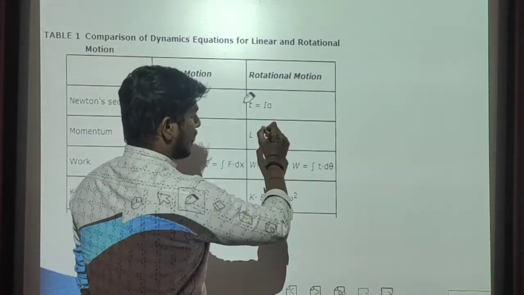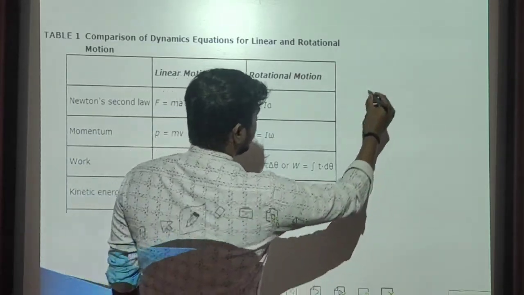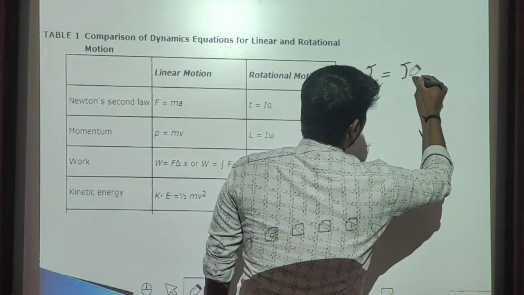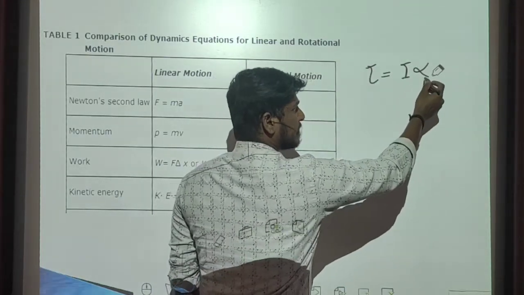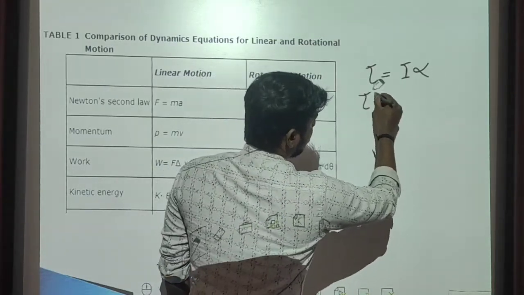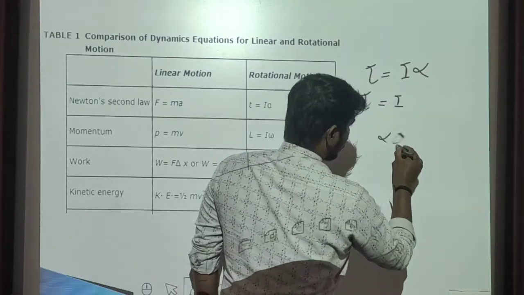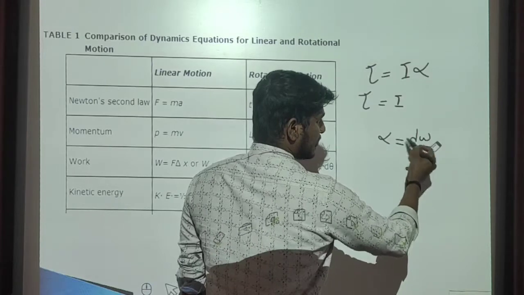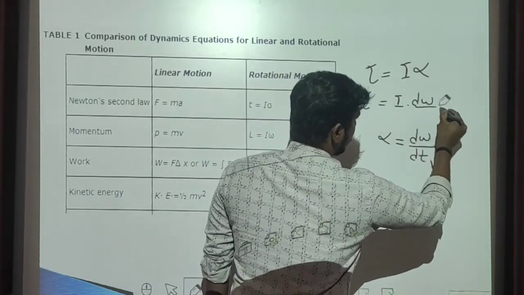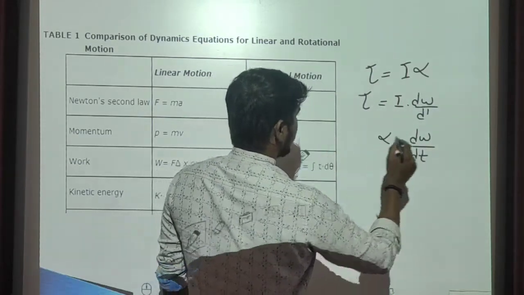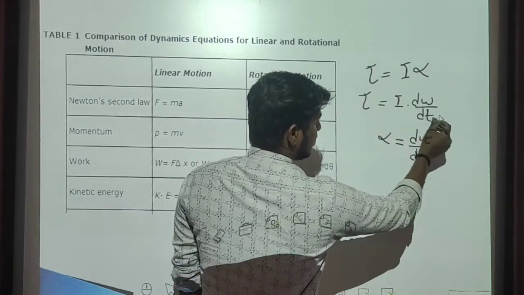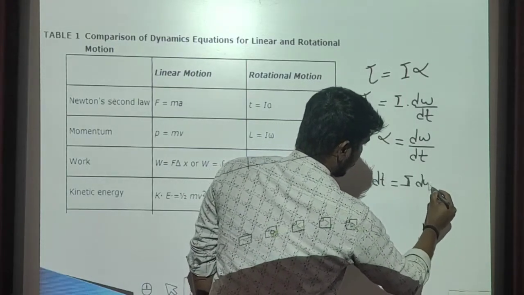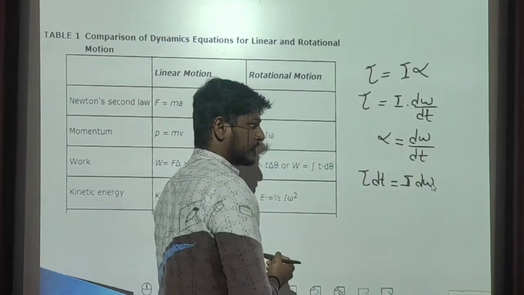I am going to use Newton's second law in the rotational motion case. Here, Newton's second law in the case of rotational motion is given by tau is equal to I into alpha, where I is the moment of inertia and alpha is the angular acceleration. Here, we know that angular acceleration is equal to d omega by dt. If you substitute this value here, we get tau is equal to I d omega by dt. And if you interchange terms, we will get tau dt is equal to I d omega. This is the change in angular frequency and this is the change in time.